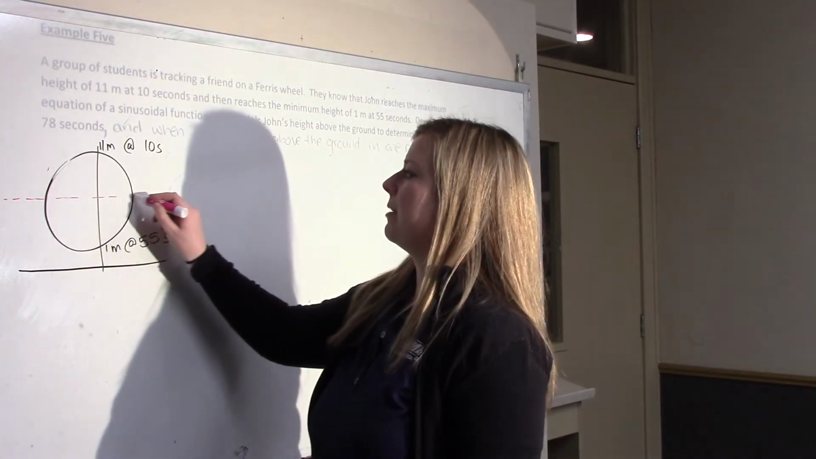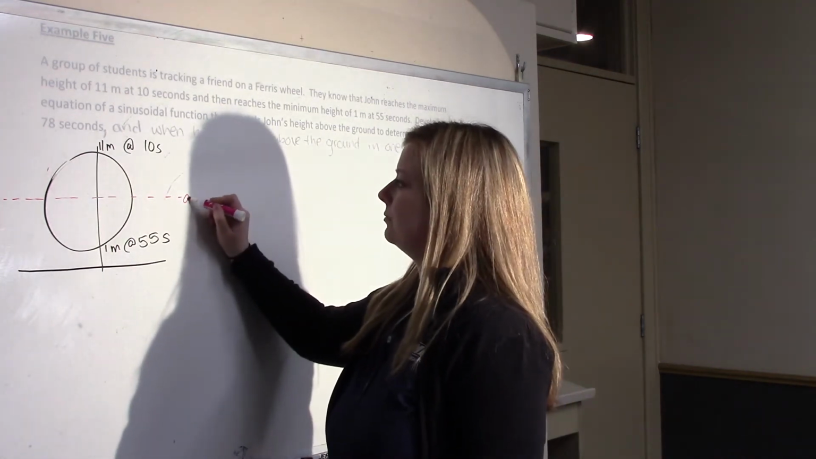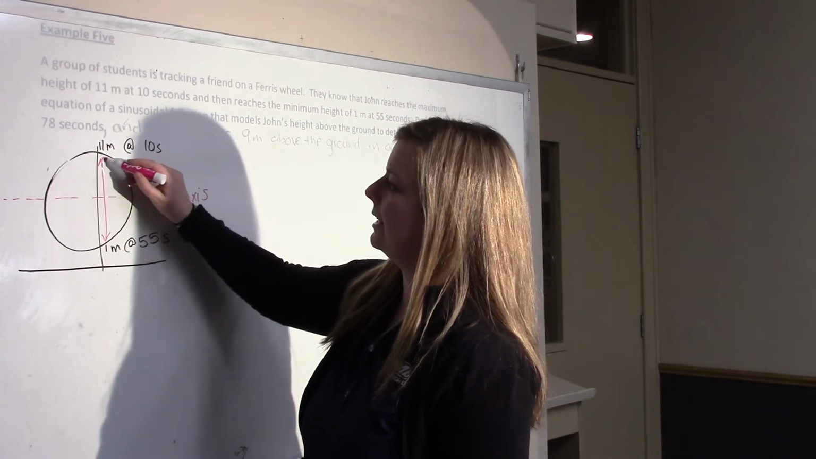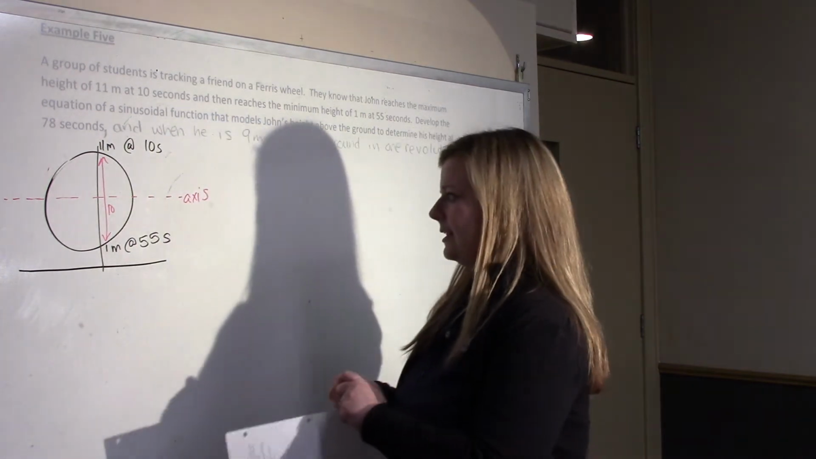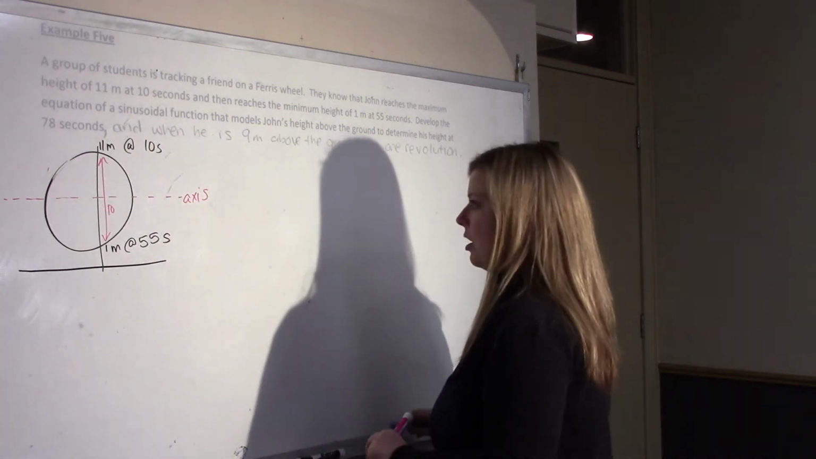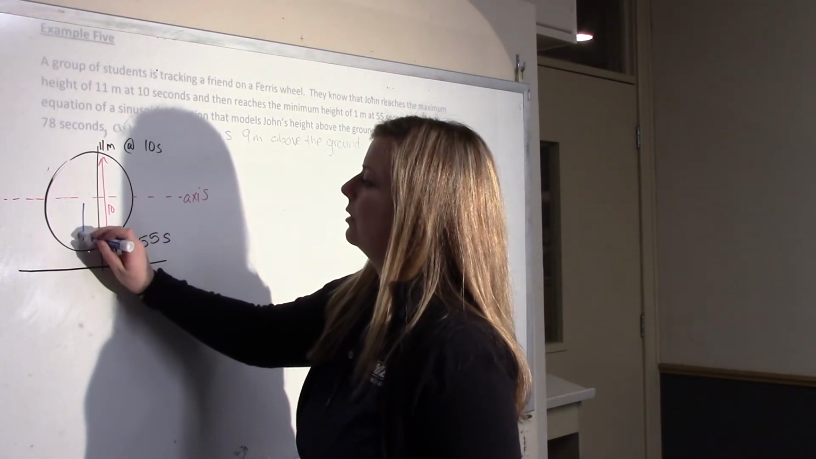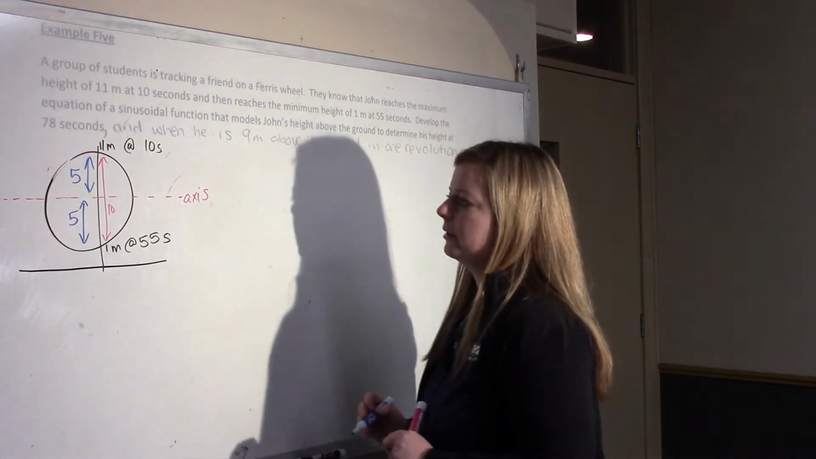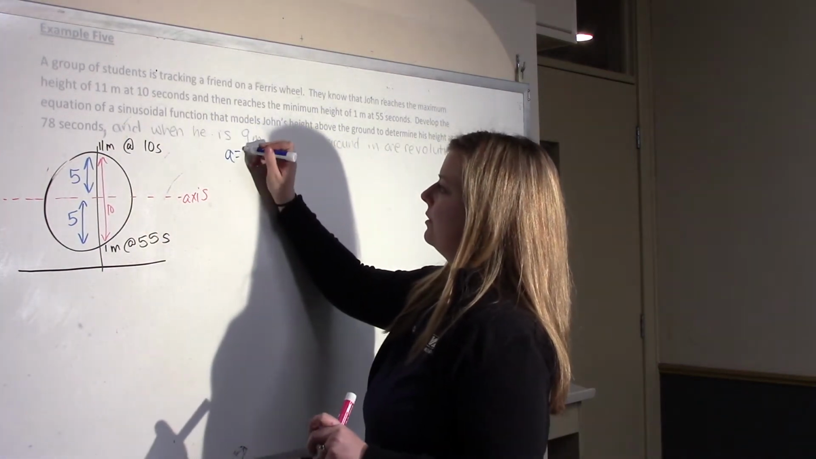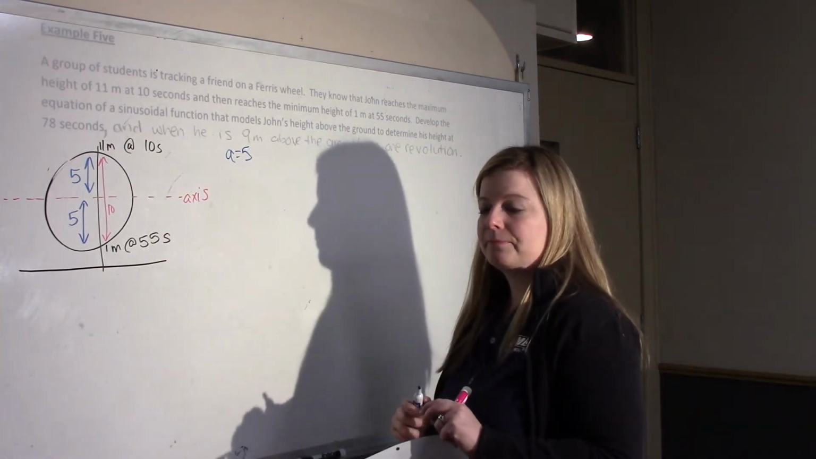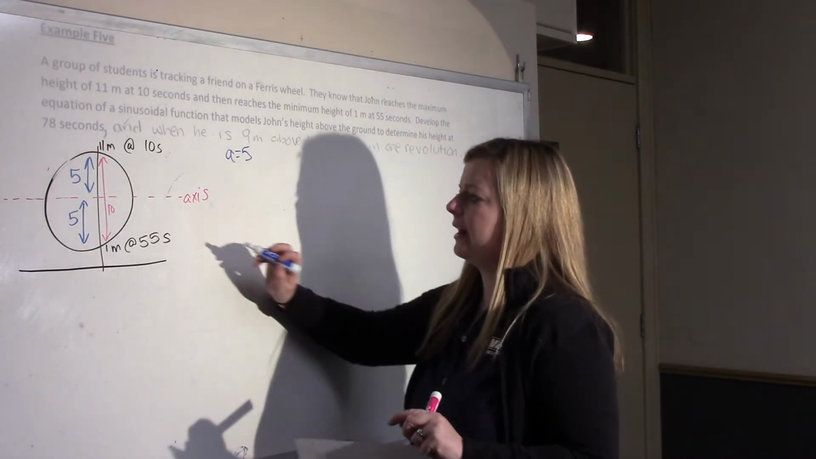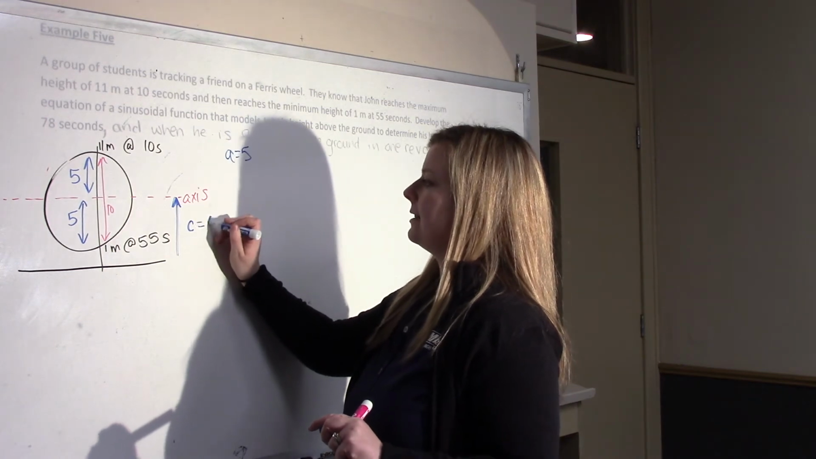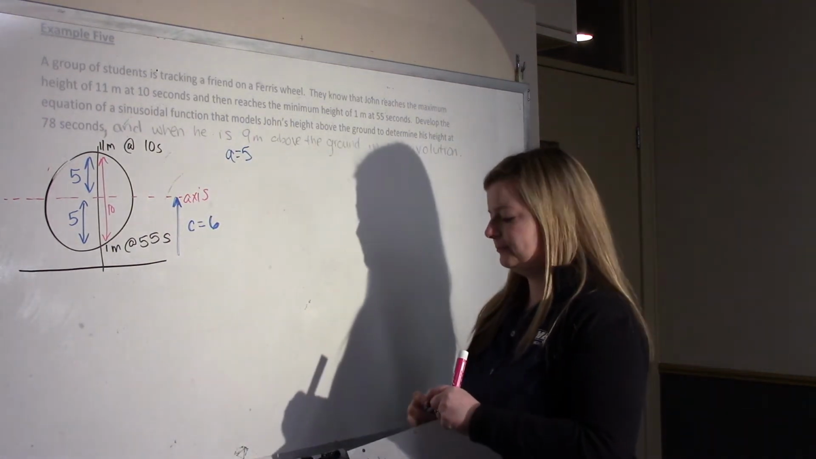So I need to know the halfway point here because that's the axis. Okay, so if it's 1 meter to 11 meters, this whole distance then is 10. So that means that this smaller distance here is 5, and this here is 5. So that means my amplitude is equal to 5. You guys get that? And that also means that the axis is 1 plus the 5. So my axis is equal to 6. So my C value is equal to 6.